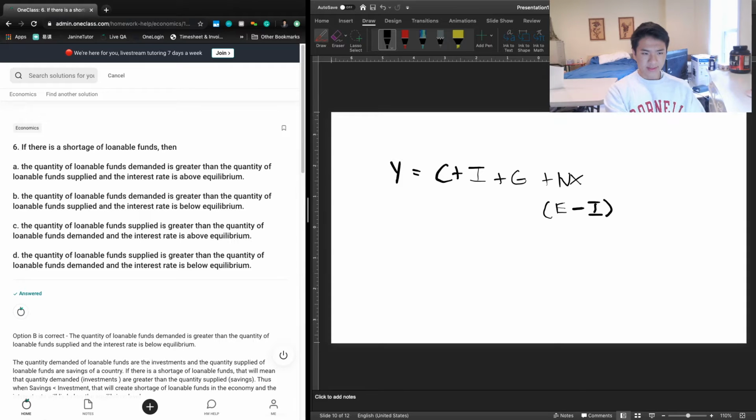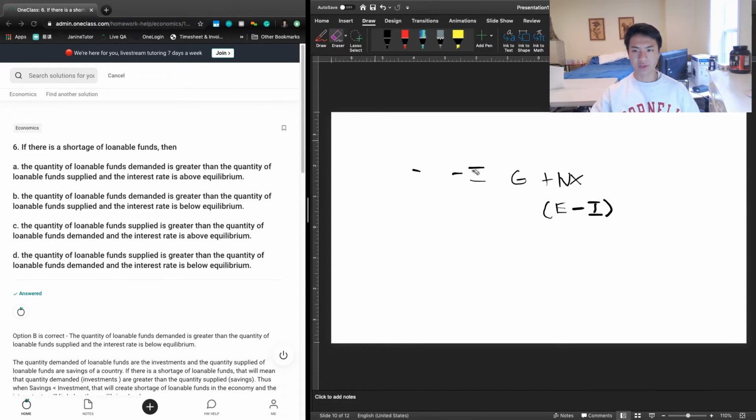Okay, so now let's take a look at this question here. And so it says, if there's a shortage of loanable funds, then which one of the following is true? And it gives us a bunch of relationships between the quantity of loanable funds demanded, quantity of loanable funds supplied, and interest, right? And something about equilibrium. So the question is, like, what the heck are we talking about here? And the answer is that we're talking about the loanable funds market.